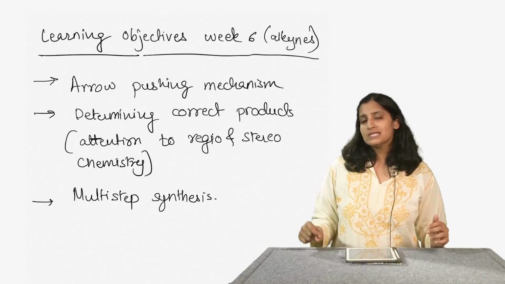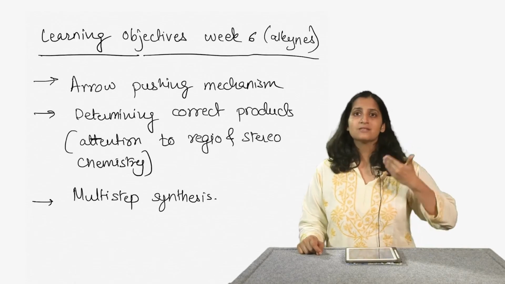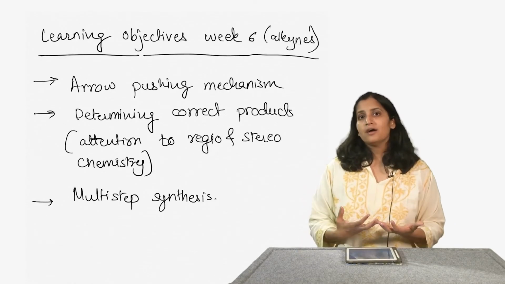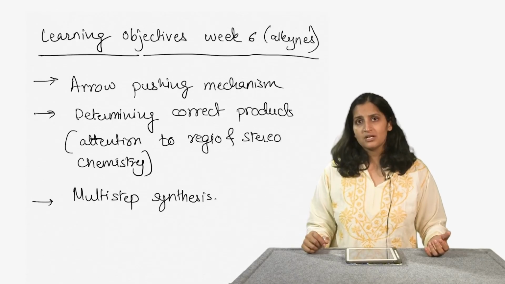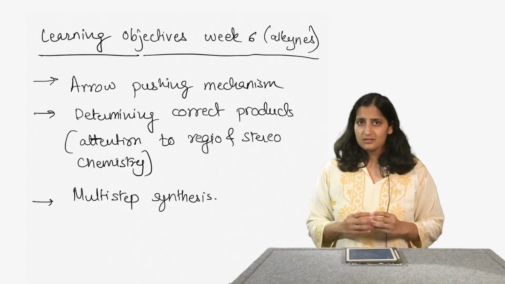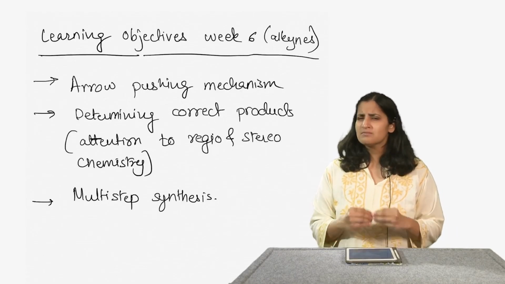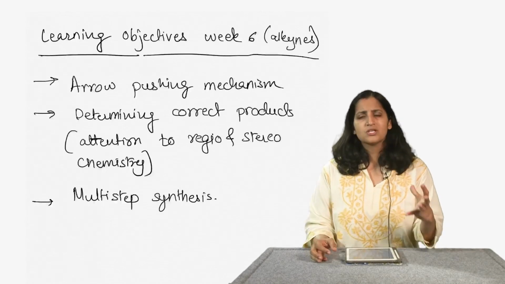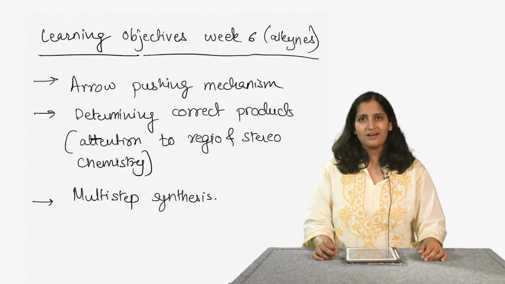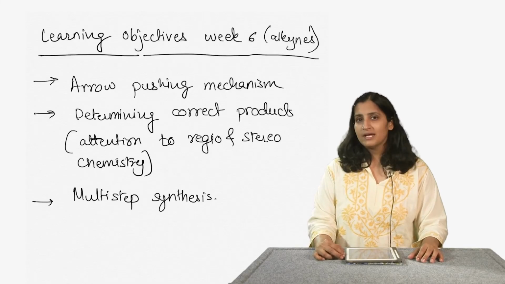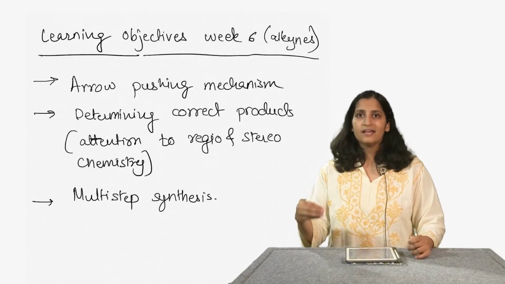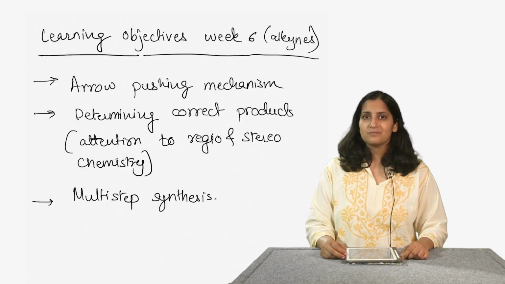So, more often you will see chemists using something called multi-step synthesis in order to achieve the product formation. And for this week, we are going to begin with very small multi-step synthesis, so maybe 2 steps or 3-step synthesis at max, but we are going to begin slowly and then go on doing these multi-step syntheses as we go ahead.